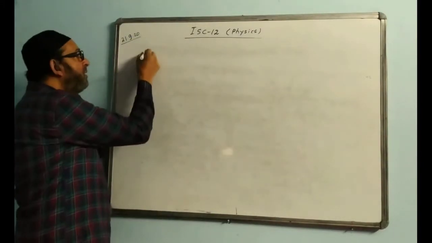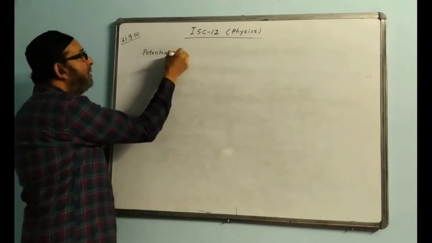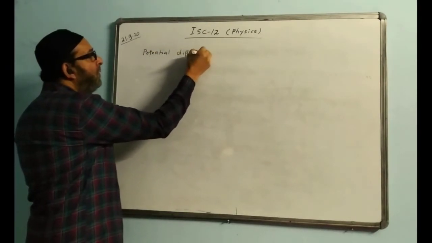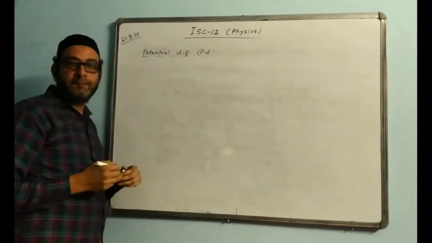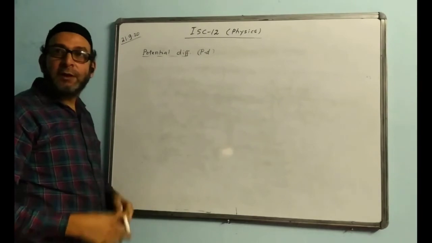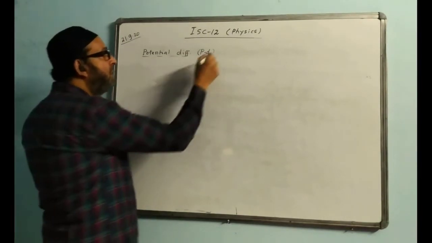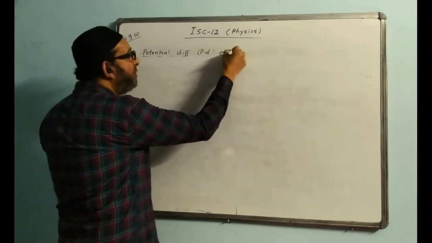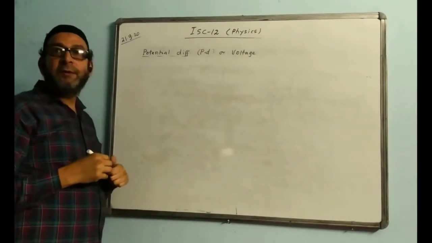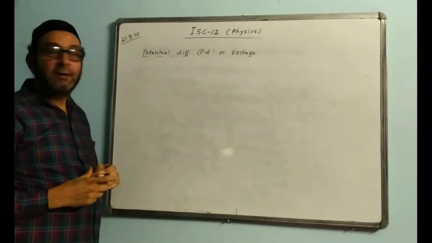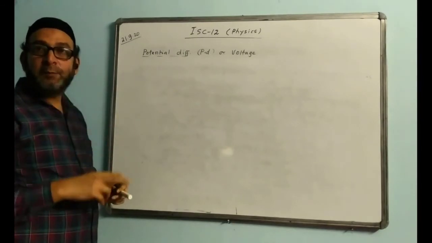Now, potential difference. Next heading is potential difference. We call it PD. Potential difference is also known as voltage. We call it voltage. The difference between the potentials of 2 points in an electric field is called potential difference. Difference between the potential of 2 points.